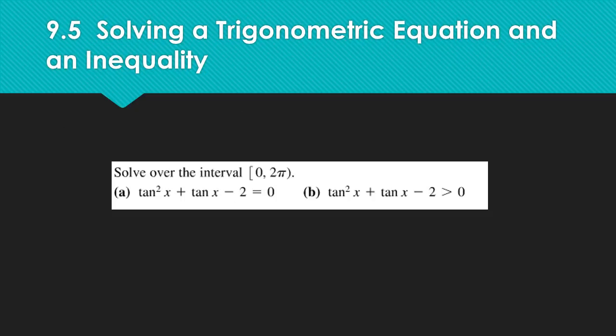All right, so we're going to try solving these two problems over the interval 0 to 2 pi. Now notice that this is a quadratic type. So what's really easy to do with this is to think of it, instead of tan squared of x plus tan x minus 2, as x squared plus x minus 2. And then you can factor or use the quadratic formula. If you want to try it on your own, pause and give it a go. Otherwise, continue and we'll talk through this.